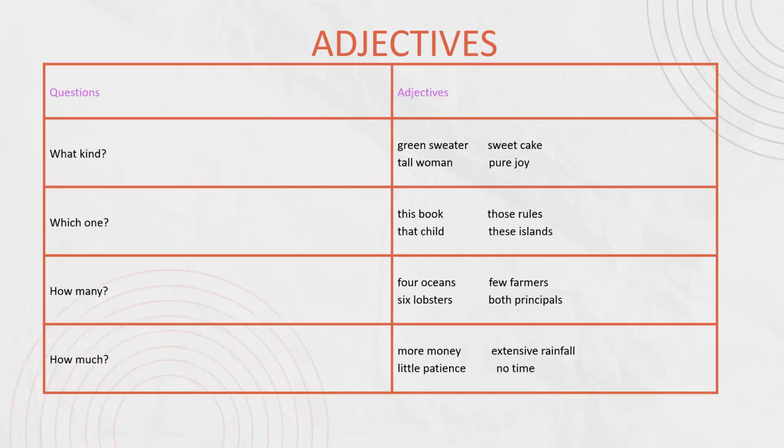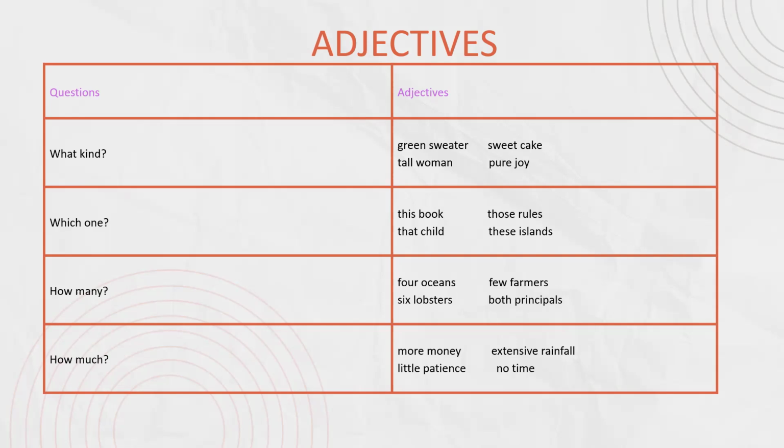On this table, we can see the questions: what kind, which one, how many, and how much. Is it better now? Yes. Kaya sabi ko sa inyo, move forward kasi maliit yung ano eh. Okay. There. So, as you can see, what kind, sa Tagalog, anong klase? Alright? I am pertaining to the green sweater.